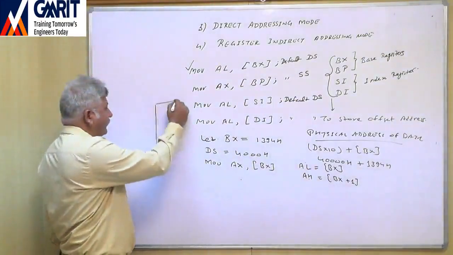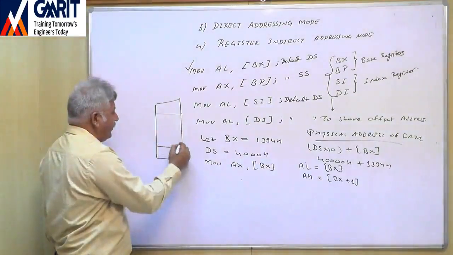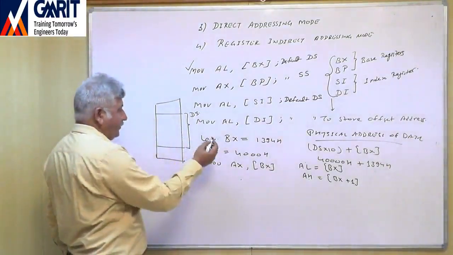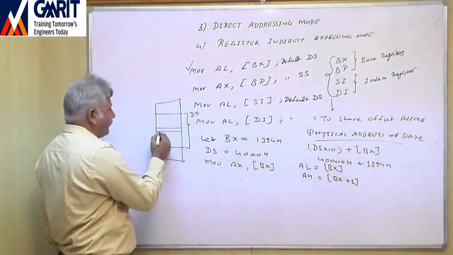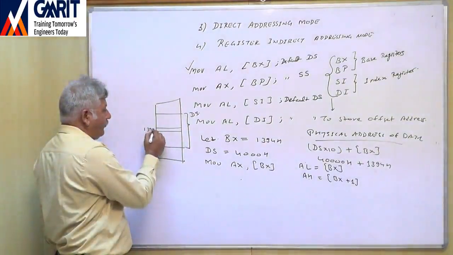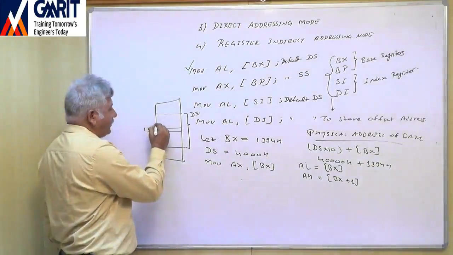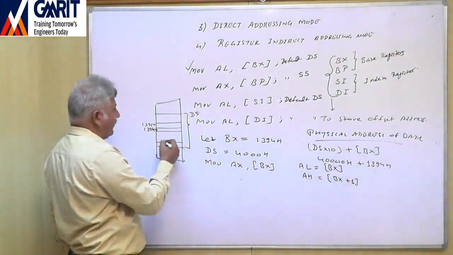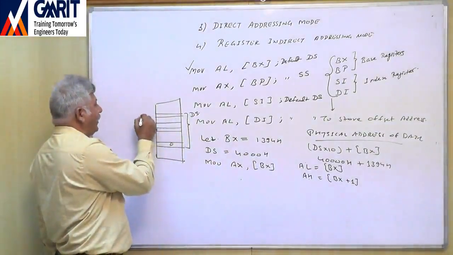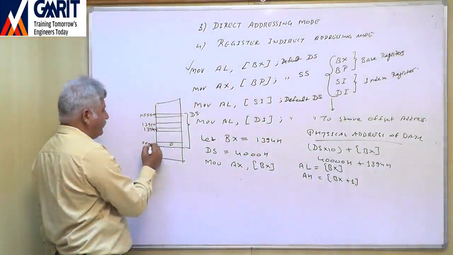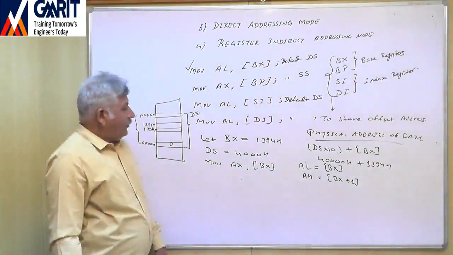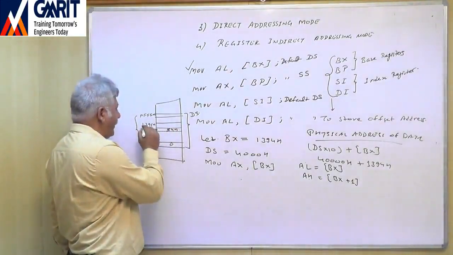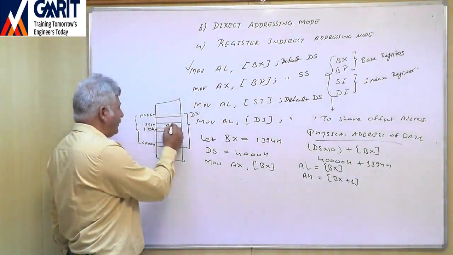Let us see this. Suppose this is our memory, and in this memory this is our data segment. In that data segment, this is an offset address 1394H, and this is the next offset address, 1395H, like this, right? Because the offset starts from 0000H and reaches up to FFFFH, so this is 64 KB. Let us assume that at offset 1394H we have some value 54H, and at the next offset we have some value A3H.